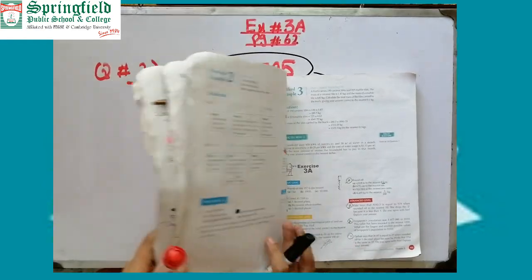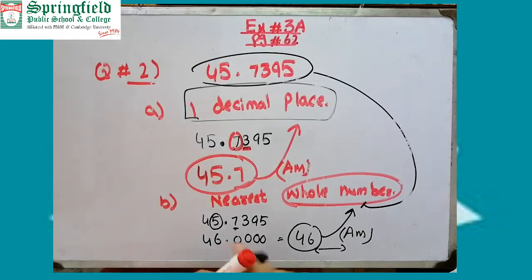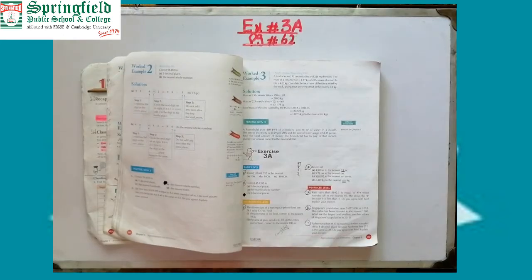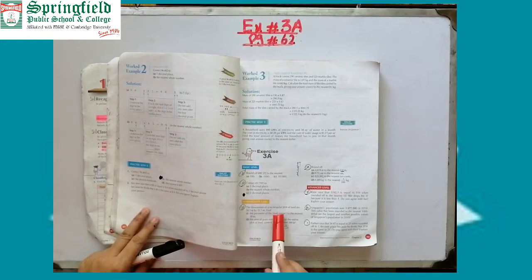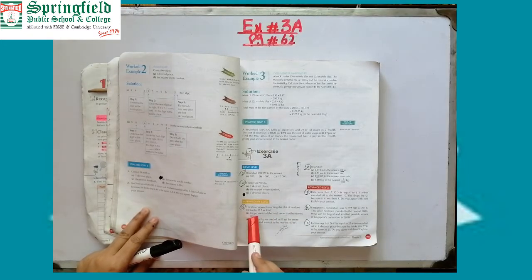Fine. Now come on the question number 3. The question number 3 is, the dimensions of rectangular plot of land are 28.3 meter and 53.7 meter. Find in first part the perimeter of land and correct to the nearest 10 meter. In first part they are asking about the perimeter of land, and then in the second part they are asking about the area of land. Fine. And then correct to the nearest 100 meter square. Meter square is the unit for area and meter is the unit for perimeter.